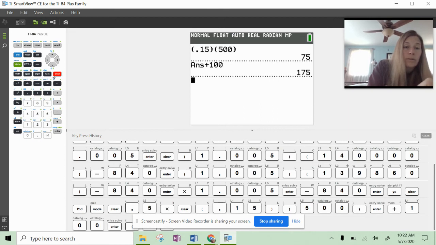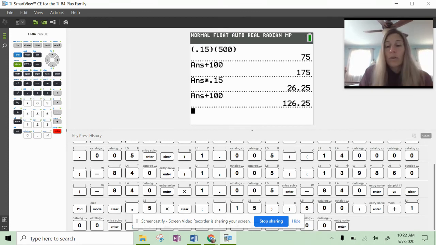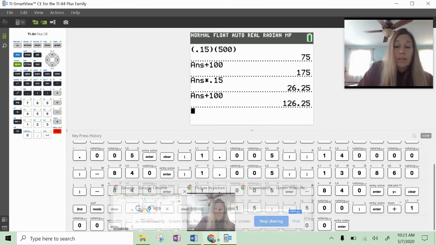I'm just going to leave that 175 there, times 0.15. So that's 26.25 plus 100. Now, obviously, you can't have a decimal of a mosquito, so that's just going to be 126.